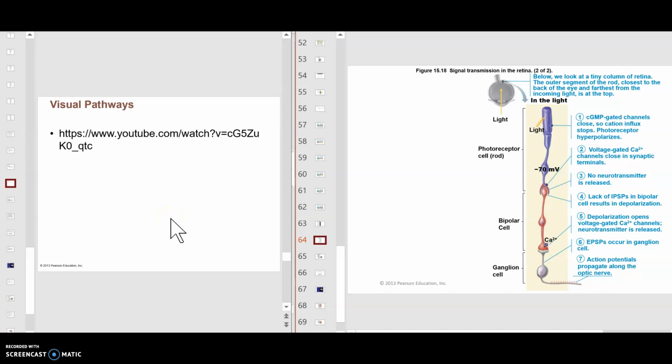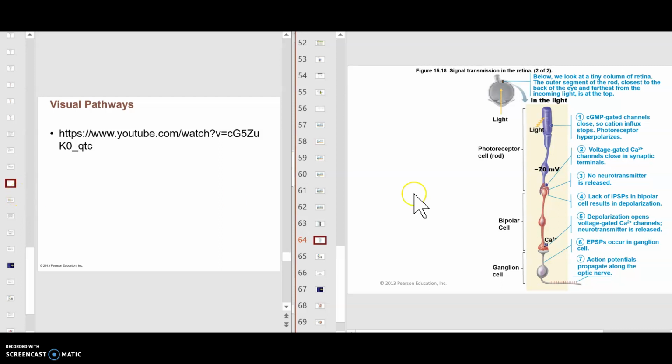Okay, let's now look at the visual pathways. The visual pathway. Okay. I would like the class to look at this video here. I think it gives a nice video on the visual pathway. But anyway, let's get started.